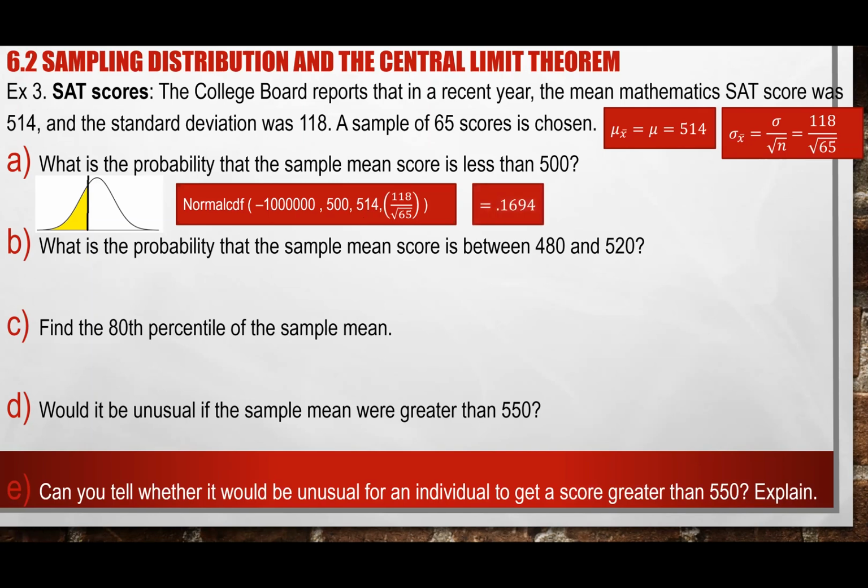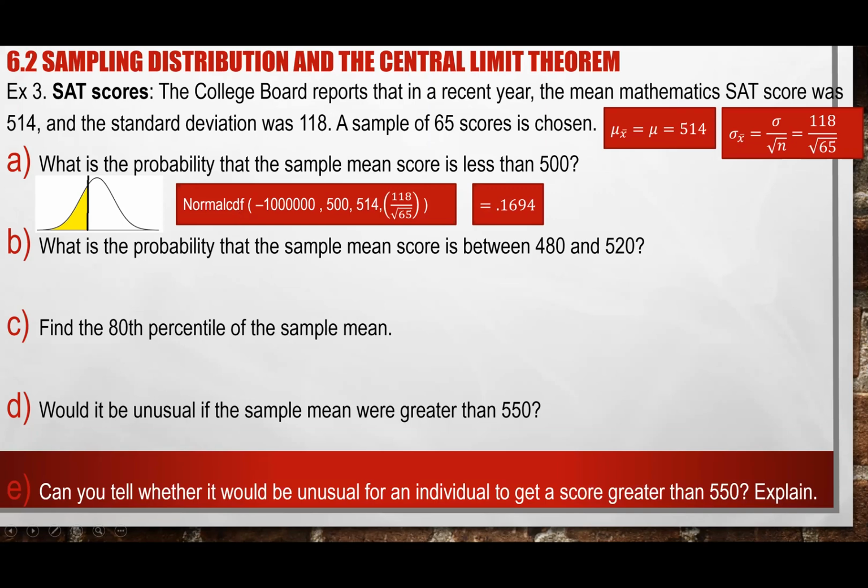So again, based on these 65 people, the probability you go in here and select one of them where the sample mean is less than 500 is 0.1694, okay? So again, first of all, any question on how I got this answer, or how to sketch your graph, or how to use your normal CDF.